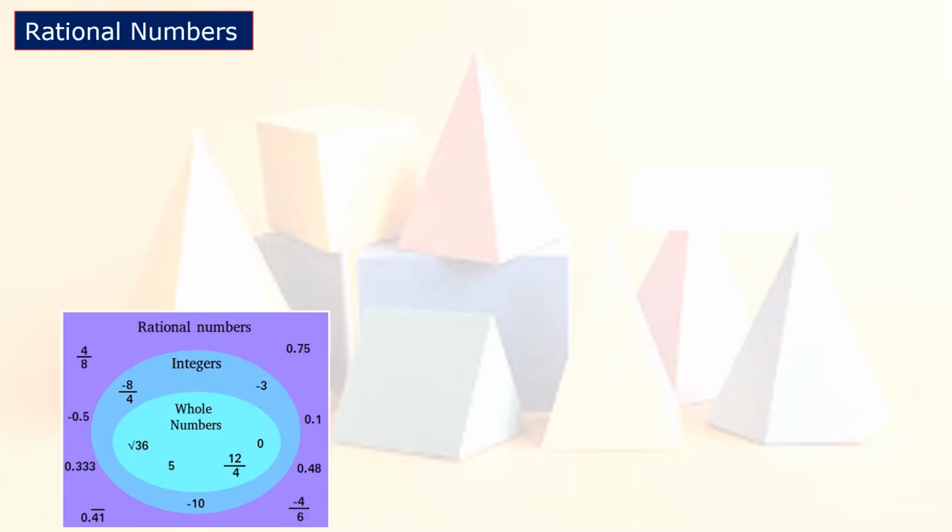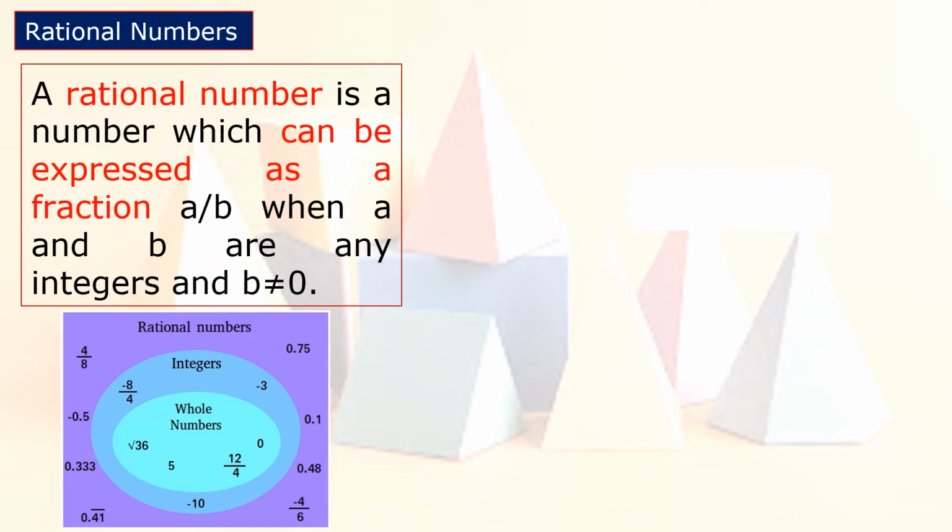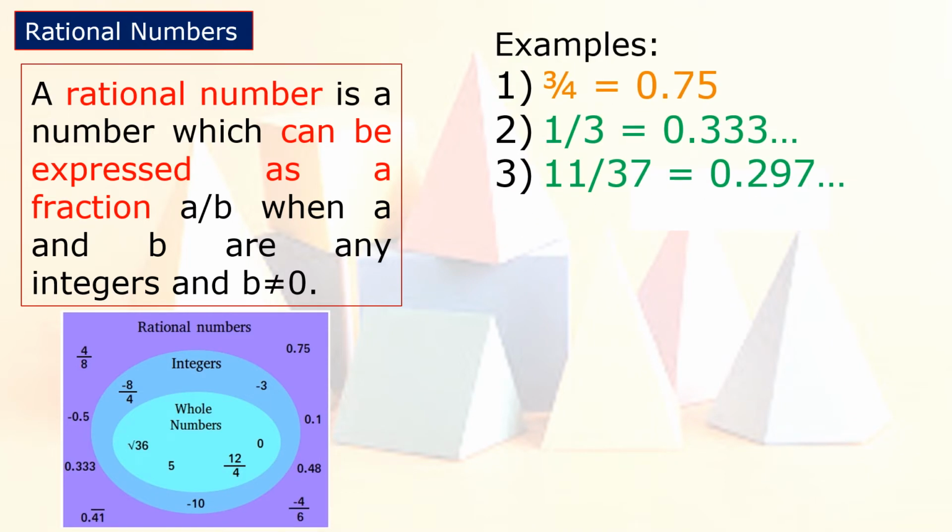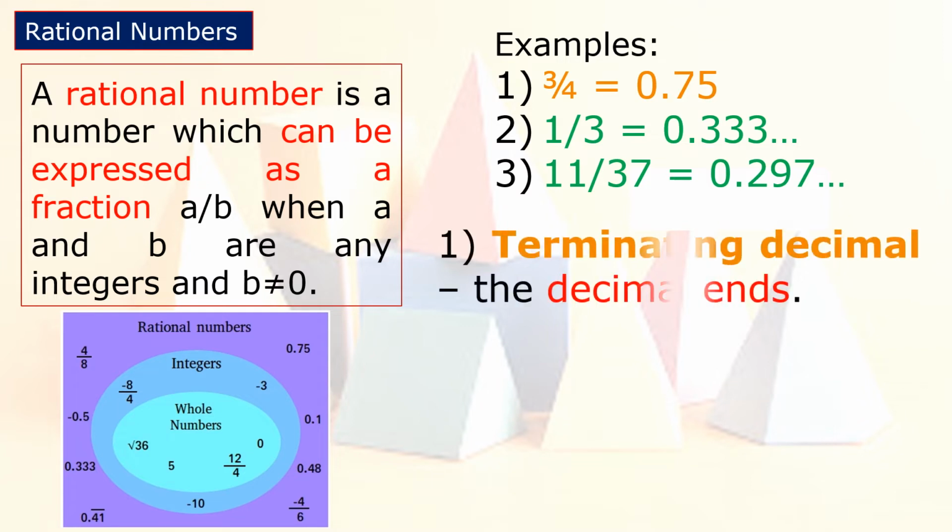So let us discuss rational numbers. A rational number is a number which can be expressed as a fraction, a over b, where a and b are any integers and b is not equal to 0. For example, 3/4 is equal to 0.75, and we call it a terminating decimal because the decimal ends. We only have 7 and 5 as the digits after the decimal point. So it ends.